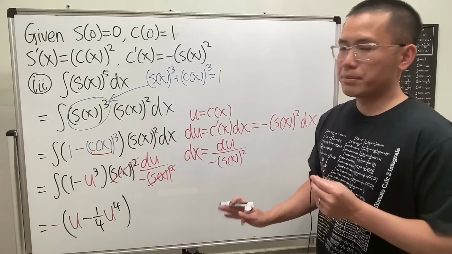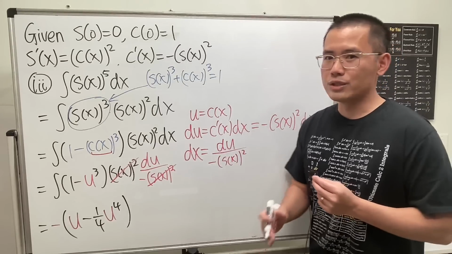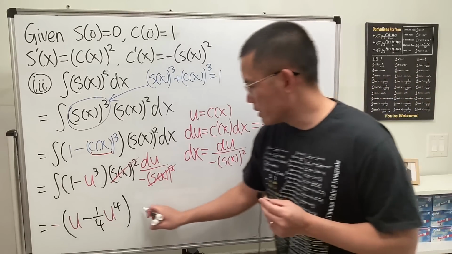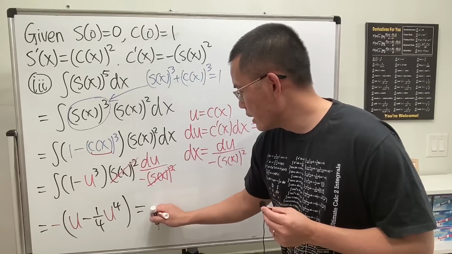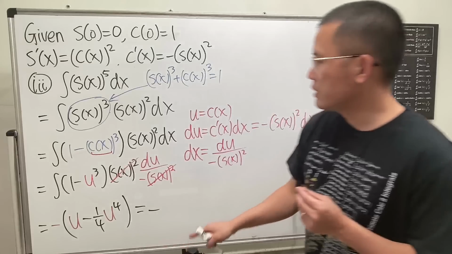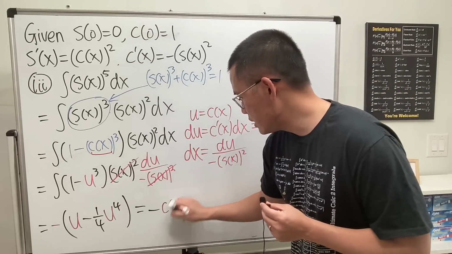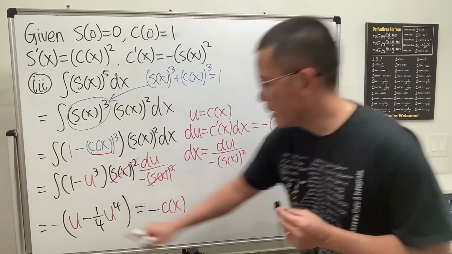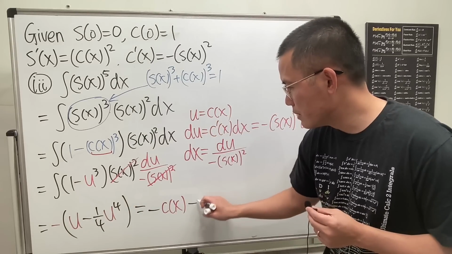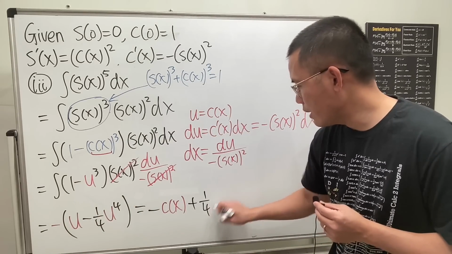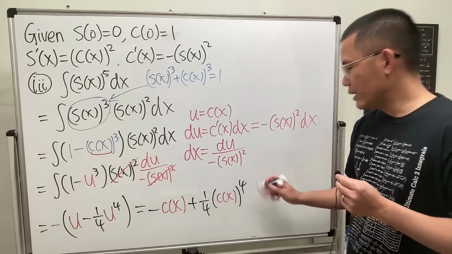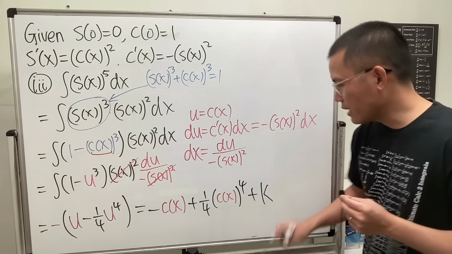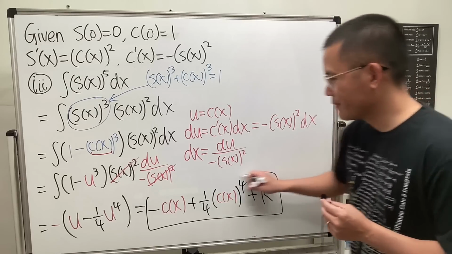And I'm not going to put down the plus k yet. I will just do that at the very end, because I still have to go back to the x world. Distributed, we get negative, and then the u is c of x, so negative c of x, and then plus 1 over 4 c of x to the fourth power, and then right here at the very end, we're done. So put on the plus k.